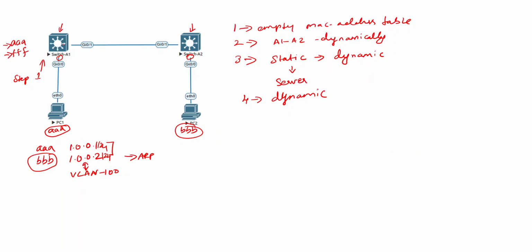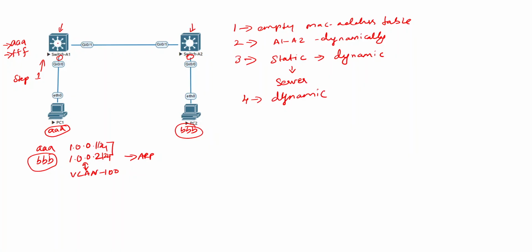Now the switch receives the frame here, intercepts it, and opens the packet. It de-encapsulates till layer 2 because it's a layer 2 switch. Then it checks the source MAC. Sorry, it first checks whether the destination MAC is available in its MAC entry table.